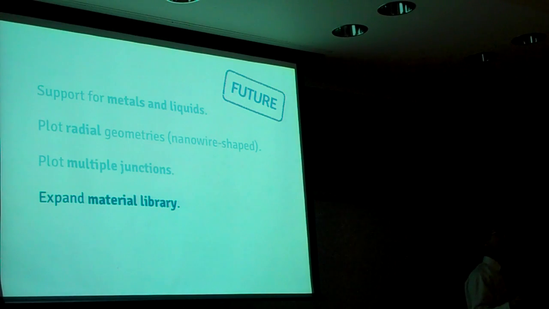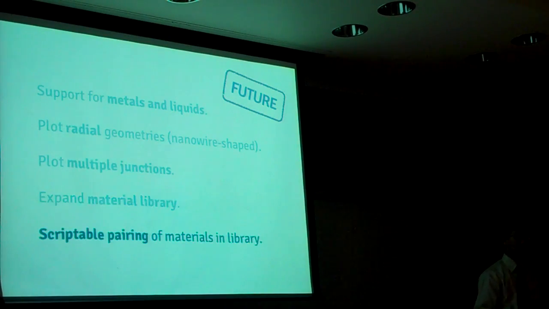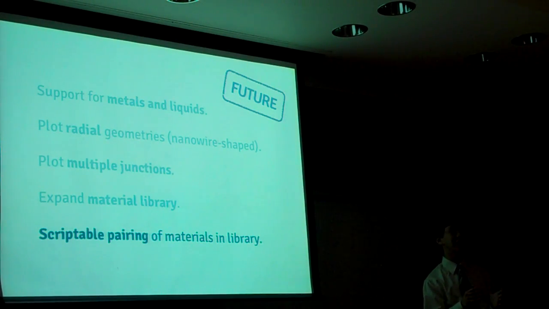I'd like to expand the material library, so it's always nice to have more materials so that users can do less work and get more done. And finally, I'd like scriptable pairing of materials in the library. So what this means is, for every material in the library, we can take it and match it up with all the other materials and make junctions out of them. And if we save the open circuit voltage and then sort it by the open circuit voltage, we essentially have a hit list of the materials that we want to try next.